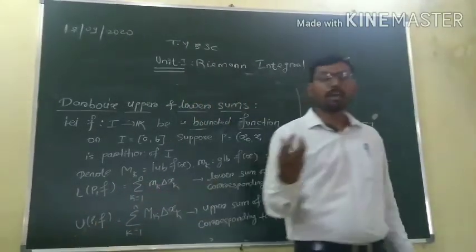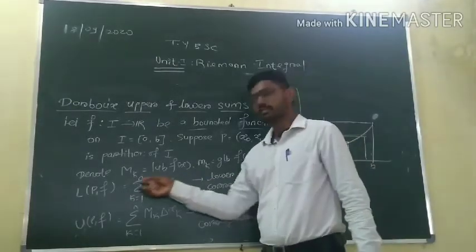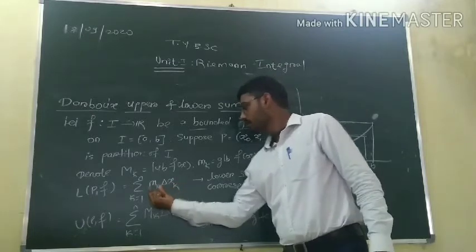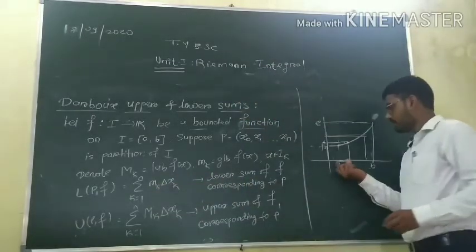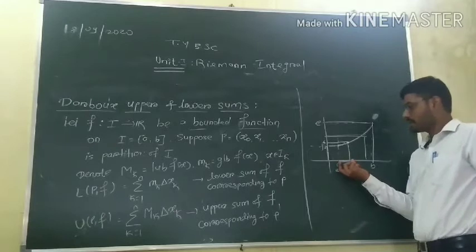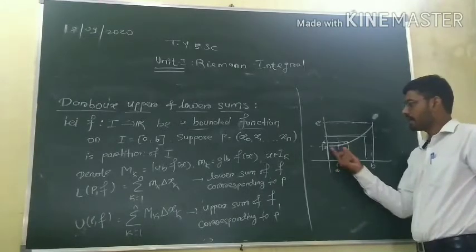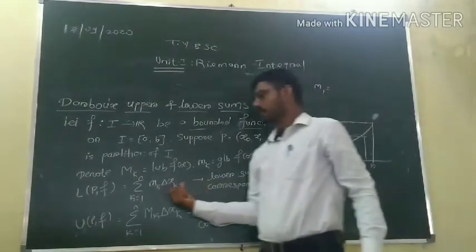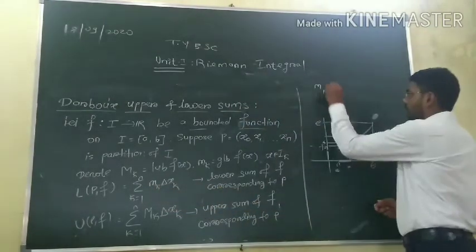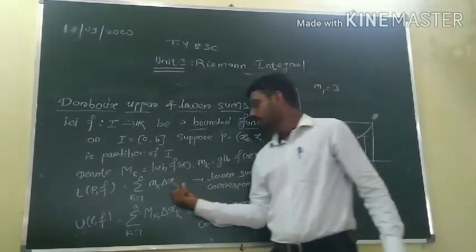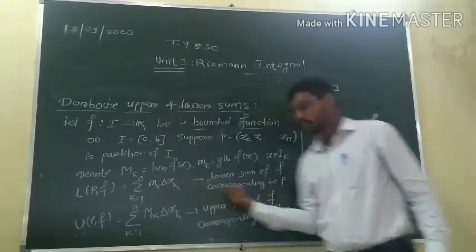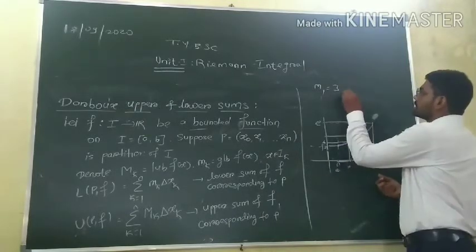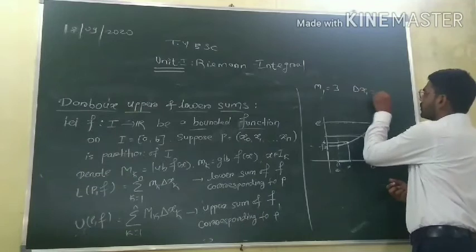So for the lower sum, what do we have to do? We have to take the sum of the product of. So suppose this is the first interval. Suppose in it the minimum value of the function is 3. Okay. So for the first interval, m1 becomes 3. And in this case, what is delta x1? That is the length of that interval. Suppose this length is 2. So delta x1 becomes 2.